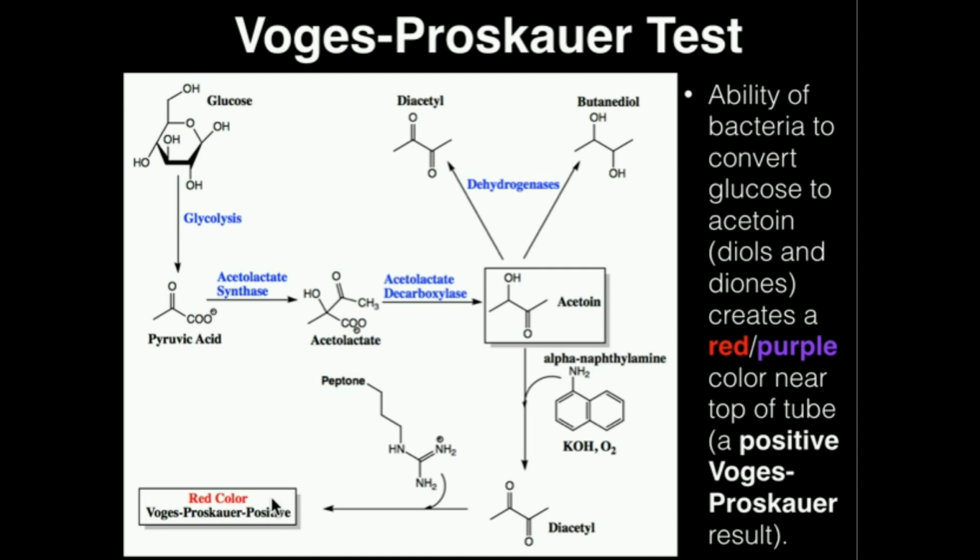Now, basically, what the Voges Proskauer test is measuring is the ability of bacteria to convert glucose into neutral end products. Okay? Diacetyl and butanediol are both neutral end products. However, we're specifically reacting these reagents with the acetoin because the acetoin is indicative of its ability to convert glucose to neutral end products. Okay? And a red color change would be Voges Proskauer positive.